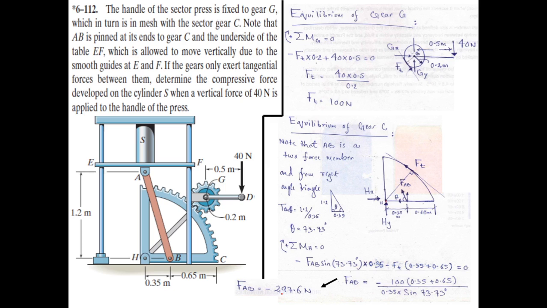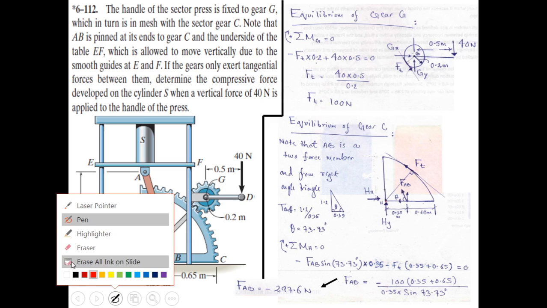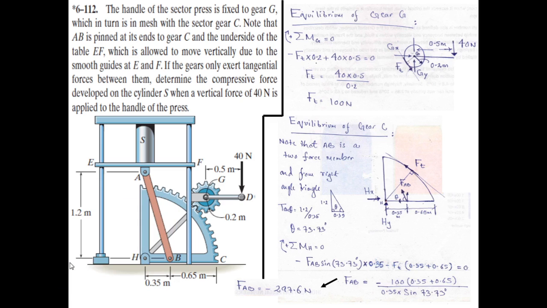So FAB comes out to be 297.6 Newton, and this negative sign is indicating that this force FAB is not tensile, but it is compressive towards point B. So it is acting towards point B, not away from point B. But this does not mean that our answer is wrong. Just our direction was not correct.